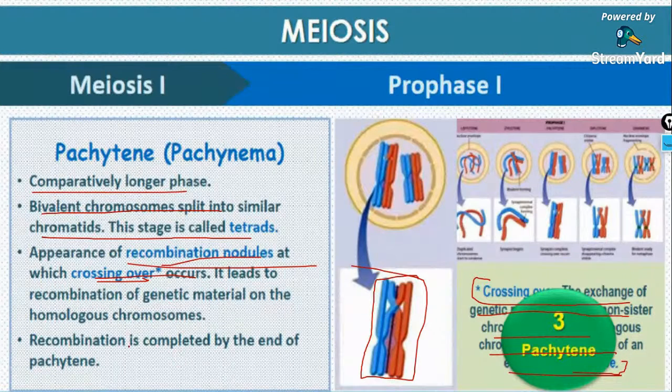And the point of crossing over is known as what? Chiasmata. The synaptonemal complex becomes fully formed between two homologous chromosomes, and recombination is completed by the end of the pachytene stage.